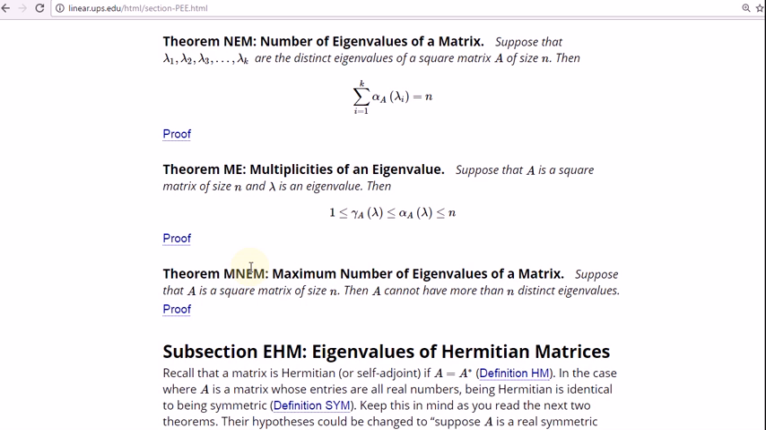Right, so we've seen several properties of eigenvalues that tell about the number of eigenvalues and how that relates to the size of the matrix. And that's all for this section.